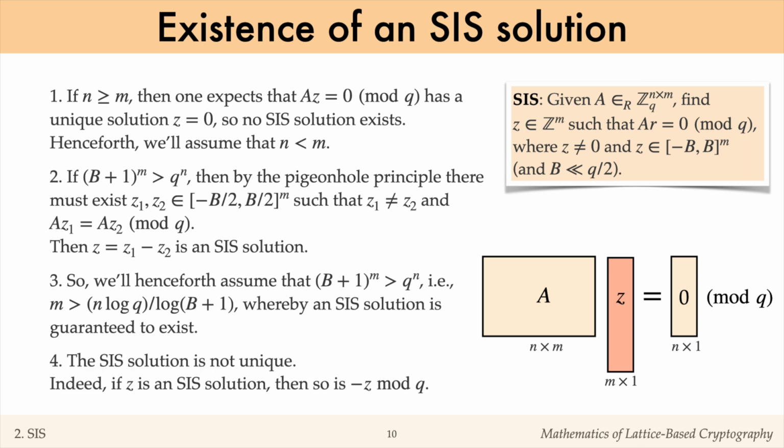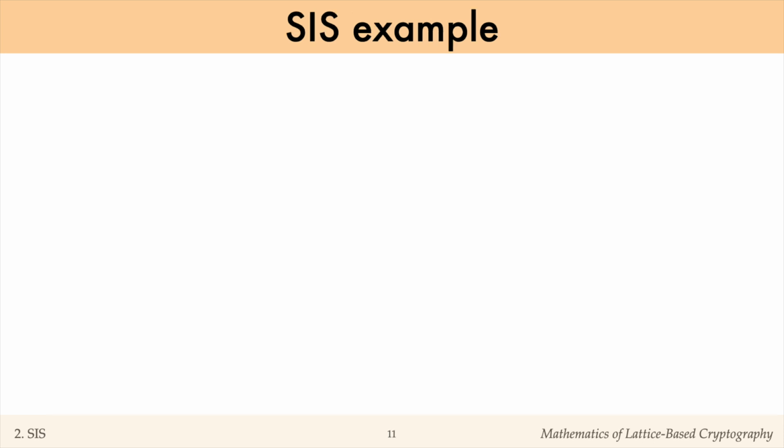Lastly, I'll note that the SIS solution is not unique. Indeed, if Z is an SIS solution, then so is minus Z modulo Q. And there could be other solutions. Here's an example of the SIS problem.